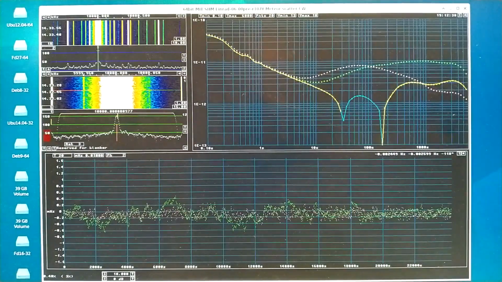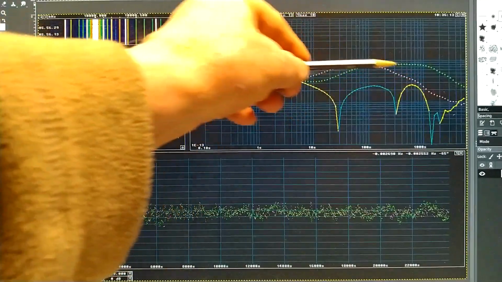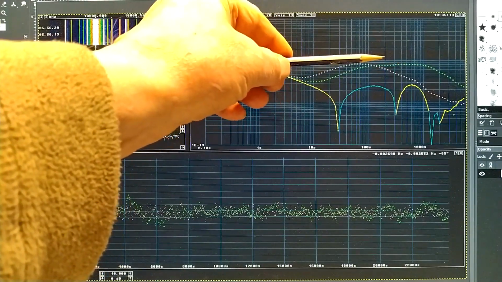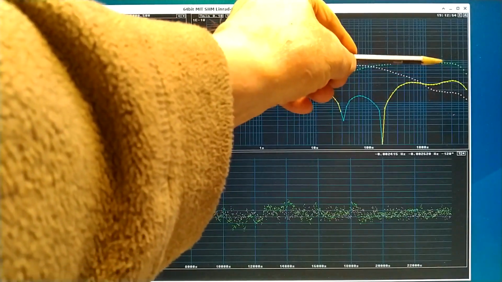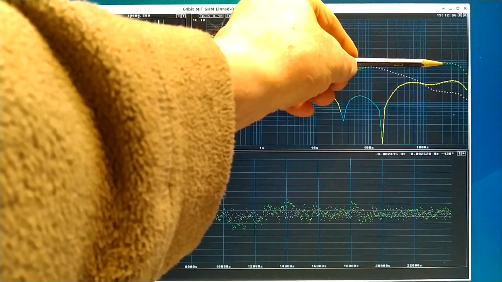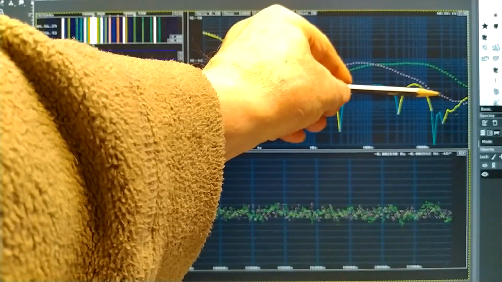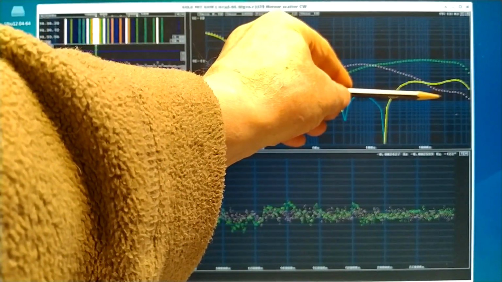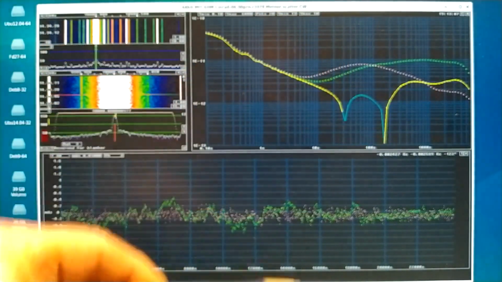I saved the screen after 10 hours, and it looks like this, very similar when it comes to the Allan deviation curves. It has become a little bit worse here, the green trace, but the red trace is very much the same. Well, reasonably much the same.